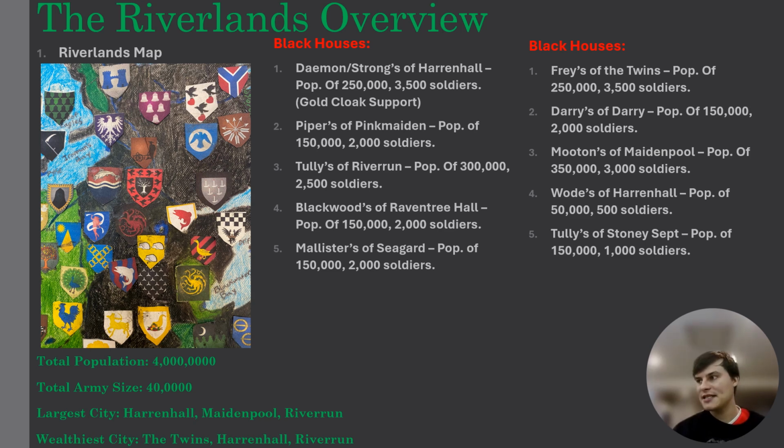Their total army size, again, is about 40,000, and the largest city, or castles, is Harrenhal. The largest city is probably Maidenpool, which is the Redfish logo, or Riverrun. And the wealthiest cities are probably the Twins or Riverrun, and Harrenhal is a very wealthy castle just because it's a big castle with a lot of area. But the Riverlands will be heavily disputed at the beginning of season two.